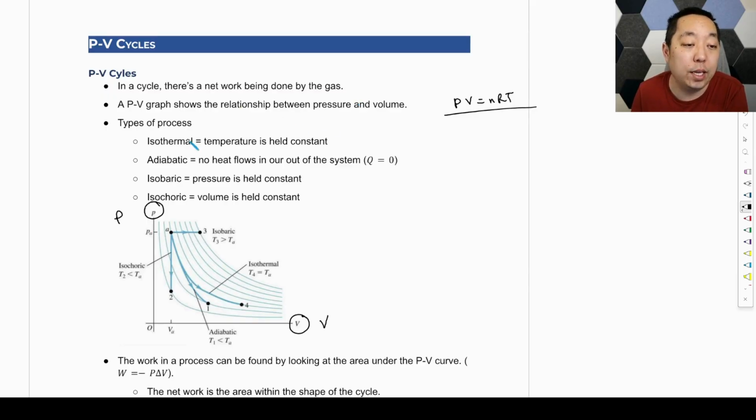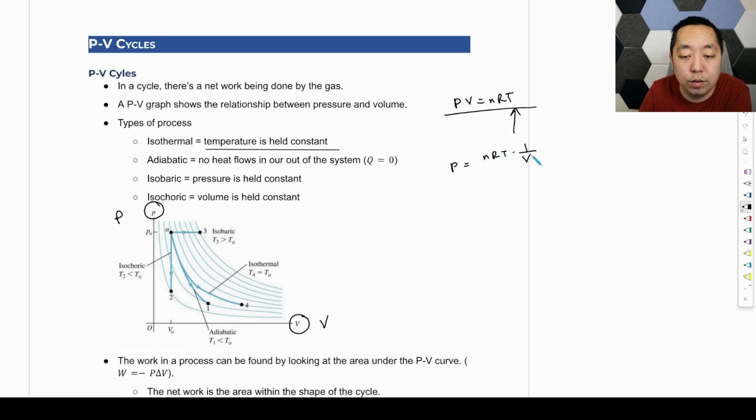And there are different ways that the pressure and the volume can change, and that's due to compression. So there's isothermal. That's where the temperature is held constant. If you think of T as a constant, then P is going to be nRT, which is a constant, times 1 over V. So isothermal has this 1 over X kind of relationship, like a y equals 1 over x graph.